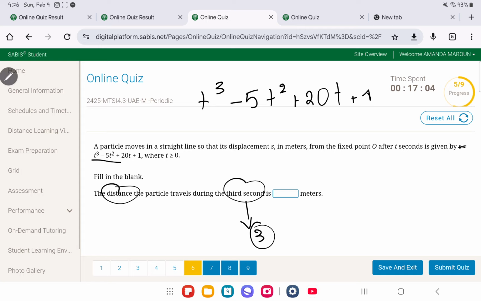So is this what we need, or do we need the distance it traveled during the third second? No, so let me explain it again. Let us say it starts here, the initial point, and here this is the final point. And let's say it has a total distance of, let's say, 100 meters.